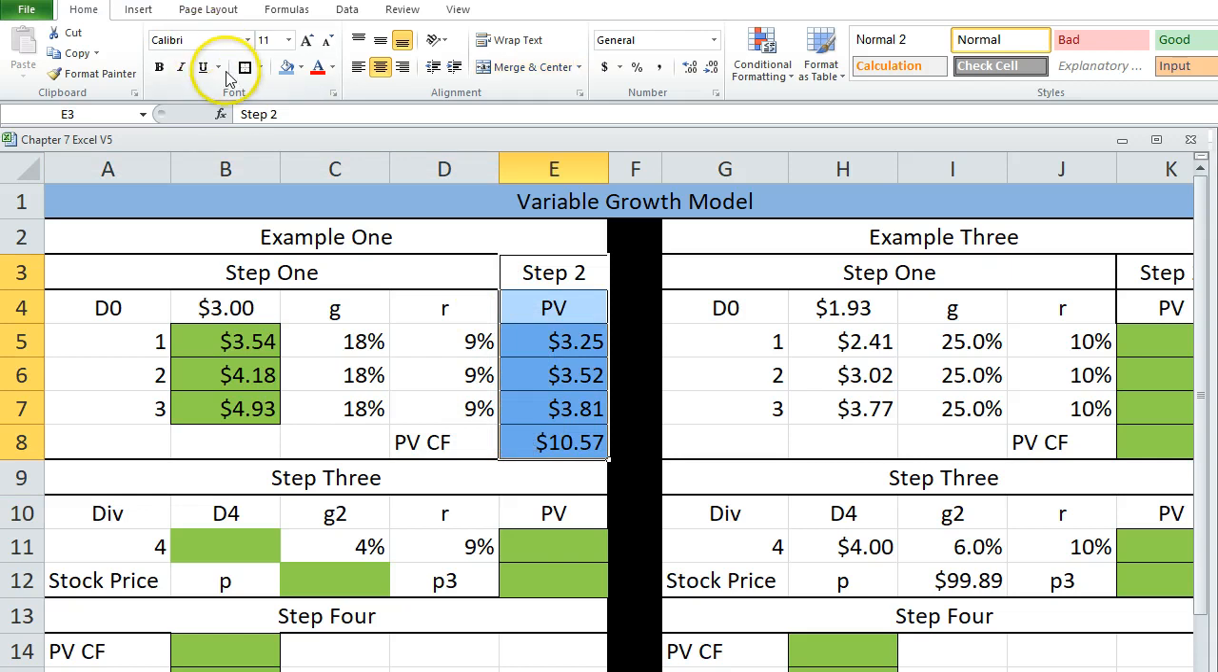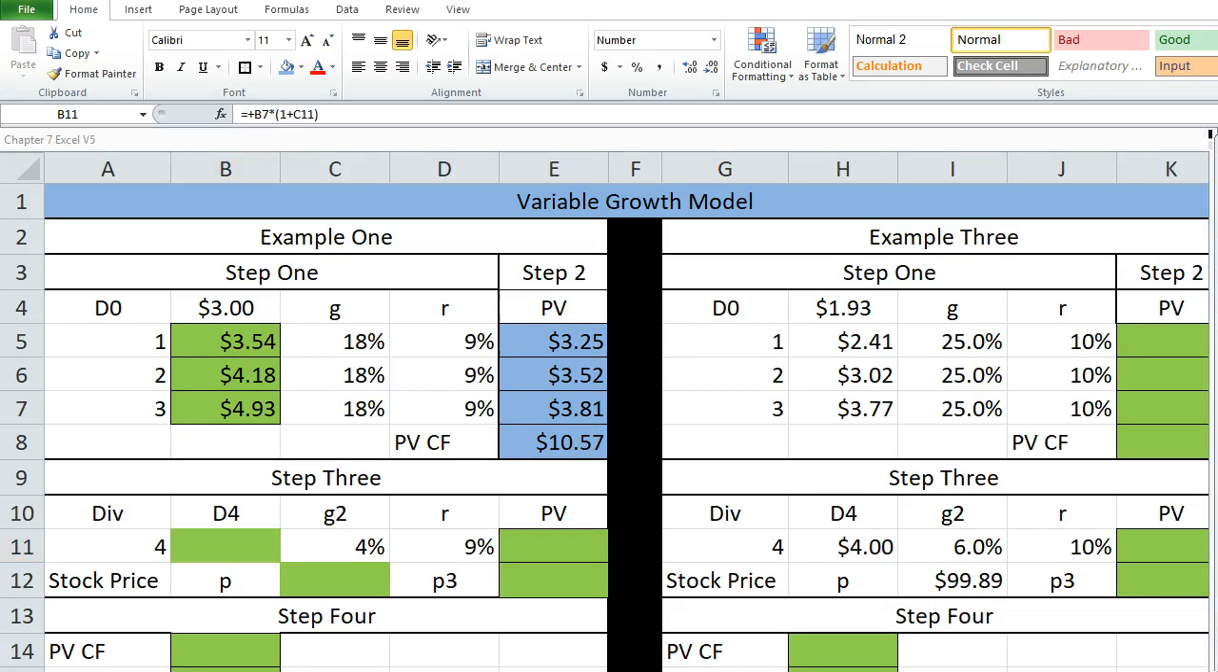Okay, so that is step 2. Now step 3. So step 3, I need to calculate D4. So I have the dividend as $4 here, and I want to calculate D4. So here I'm going to do this by escalating at a new rate.